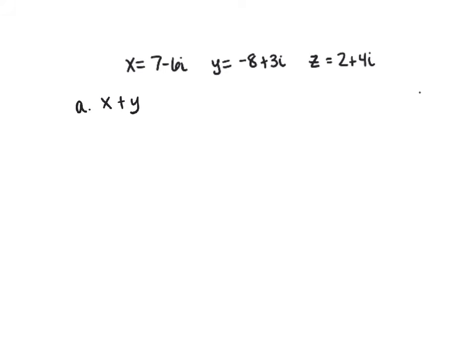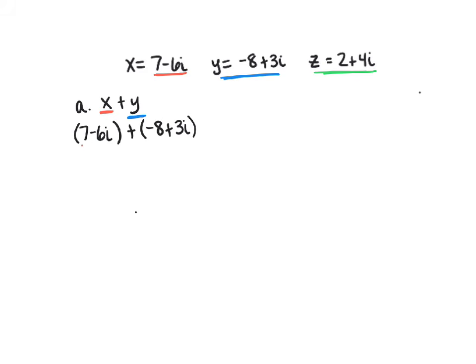So I'm going to go ahead and underline my x equation in red, my y equation in blue, and my z equation in green. So for my first problem, I'm going to have my red problem plus my y problem. So that means that I need to rewrite this as 7 minus 6i, because I found my red problem, plus negative 8 plus 3i. Alright, so now we combine our like terms.